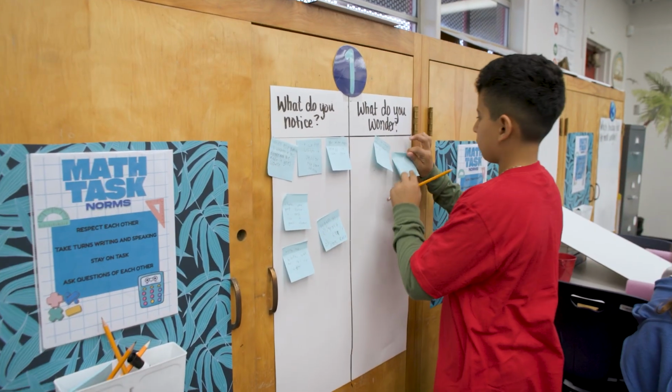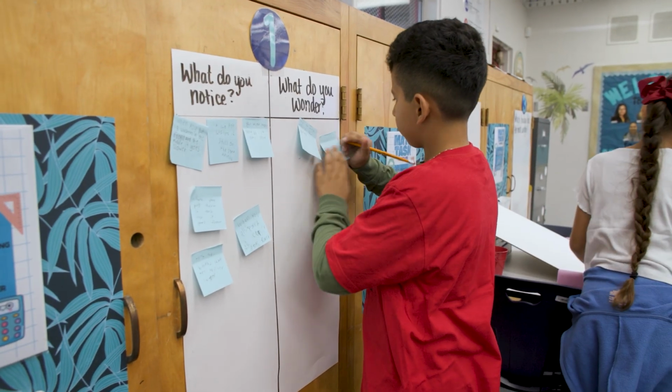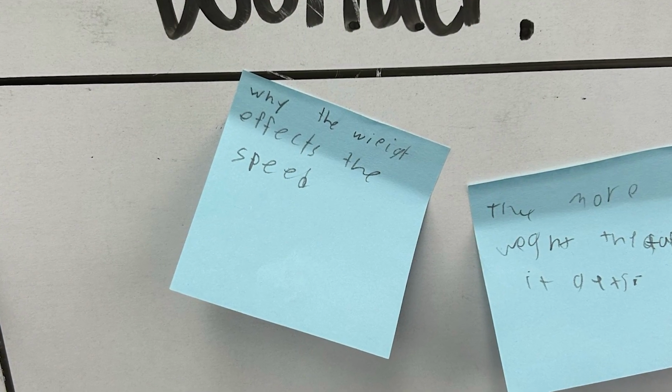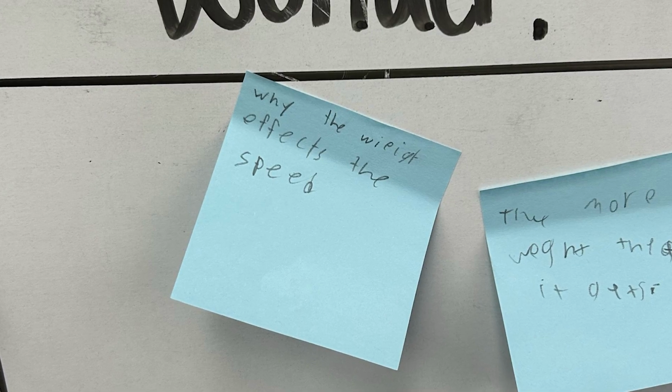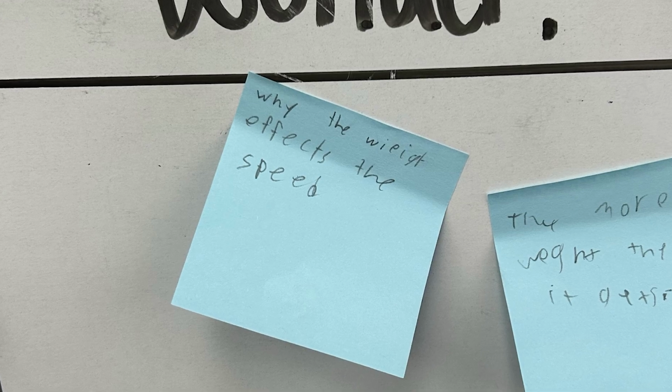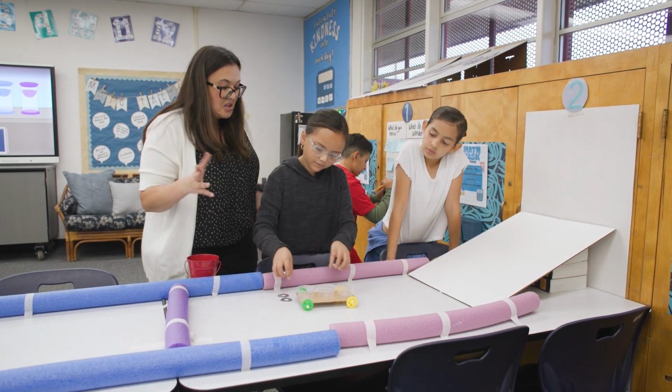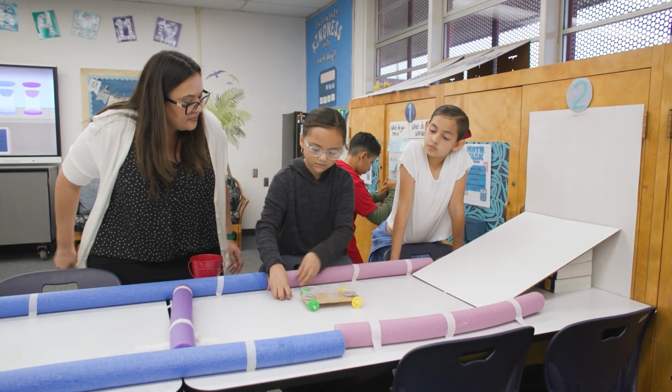Moments later, one of the students walks to the Notices and Wonderings chart to record his observation. On a sticky note, the student writes why the weight affects the speed. Moments later, Anadina discusses with another pair of students at Station 1. So if you were to just take those 6, are there different ways that you can place them to see how that affects your movement or your speed?